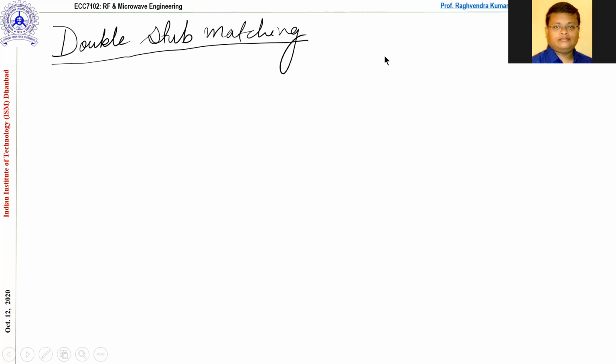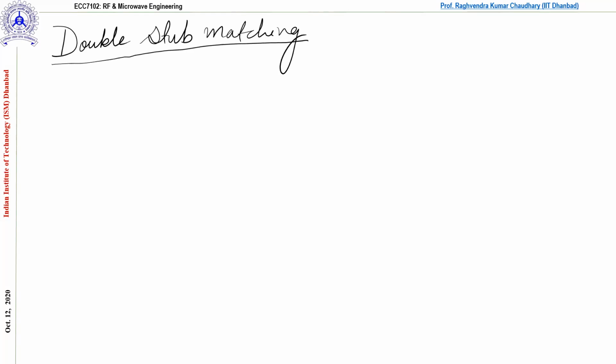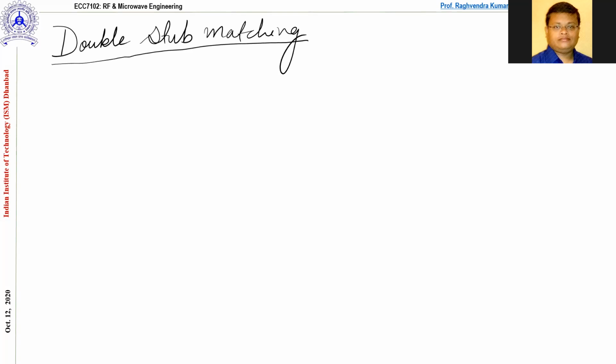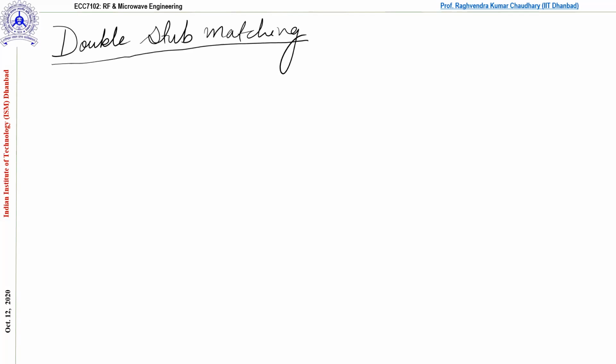Like we have already got the idea from the single stub matching that we can match the microwave circuits. We have seen in the last class that an open or short-ended stub could be connected at the location of the transmission line, and we can vary the location as well as the length. So we determine the D as well as L, and in this way we could manage the matching in the circuits.